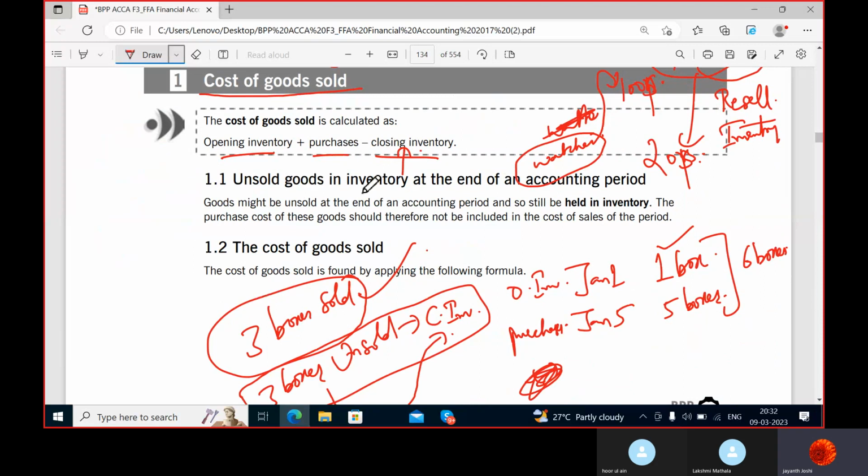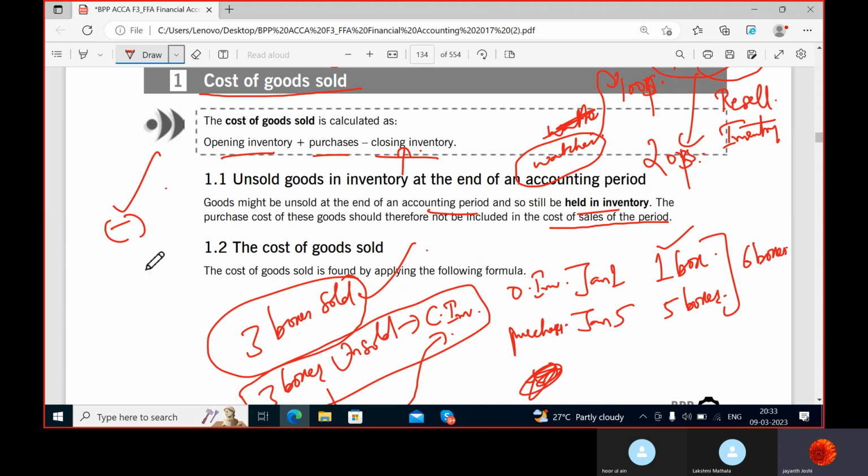So unsold goods in inventory at the end of the accounting period are goods that might be unsold at the end of the accounting period and so still be held in inventory. So the purchase cost of these goods should therefore not be included in the cost of sales of the period. That's the reason we are subtracting this from the cost of sales. The reason to subtract closing inventory or unsold inventory from cost of sales is we are not selling that. So hence the purchase cost of those goods which we are not selling should be excluded from the total goods we already purchased.